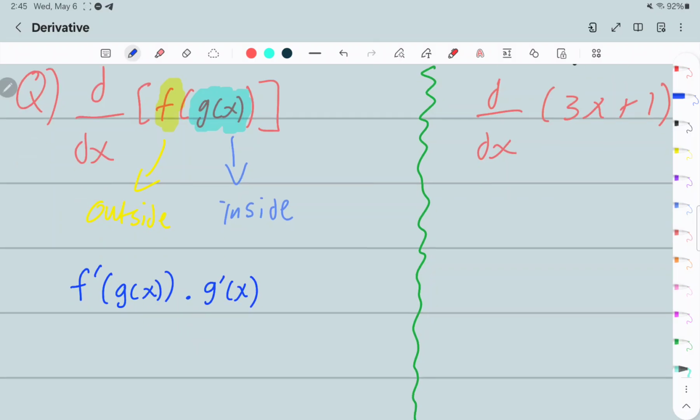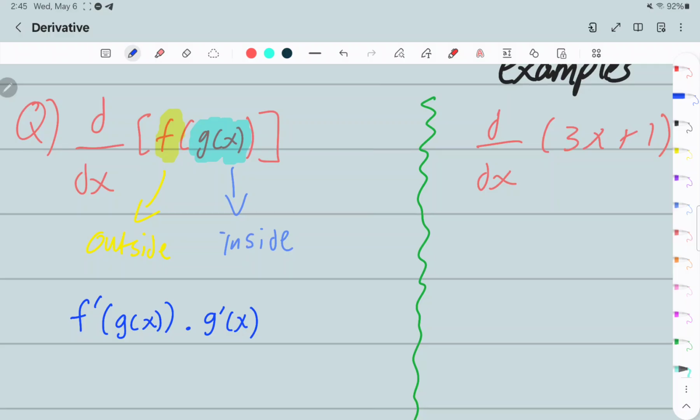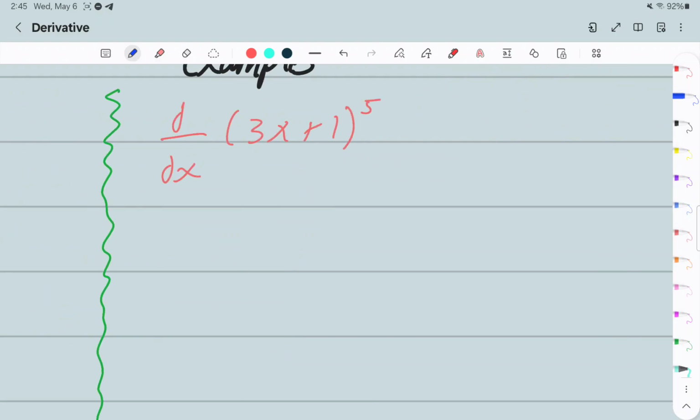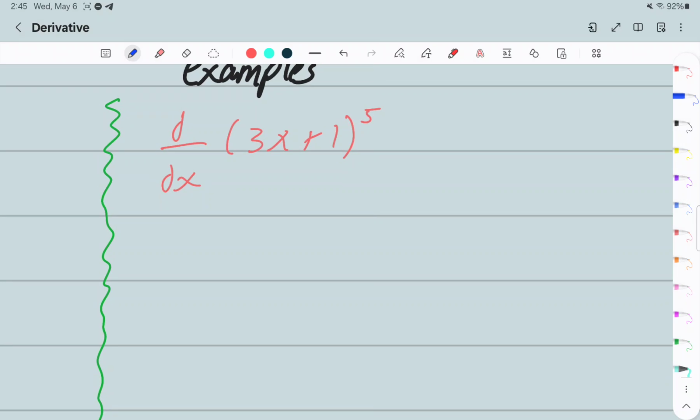Let me go through this again. The outside function, which is f in this one, you take the derivative of the outside, which is f dash. Make sure that when you're taking an outside derivative, the inside is not touched at all. So you just copy the inside as it is, which is g(x). Then after you're done with this, you find g dash x, the inside derivative, and multiply it to the answer. Let's look at an example, and it's going to be further clear.